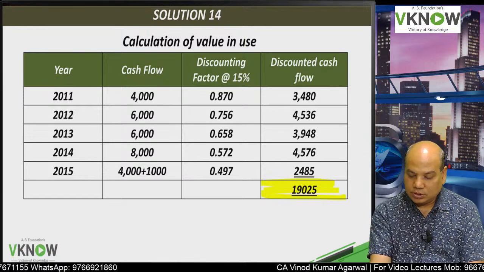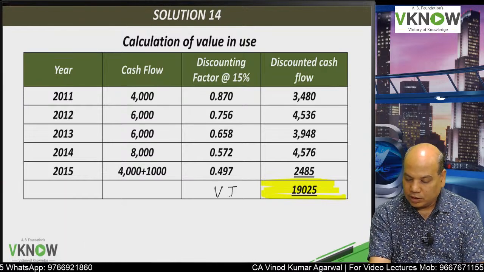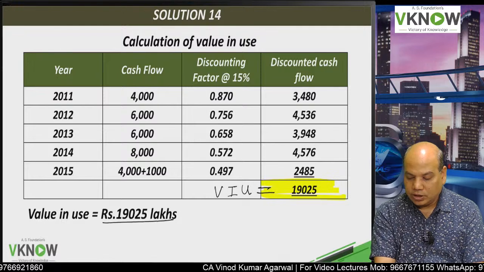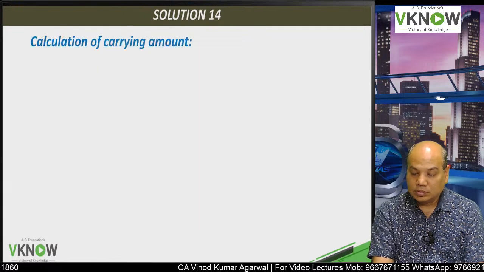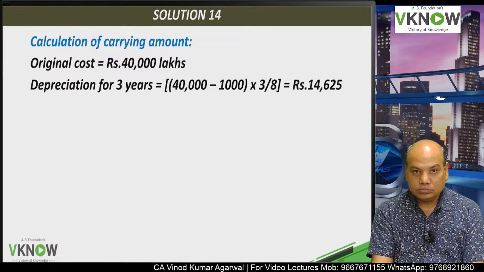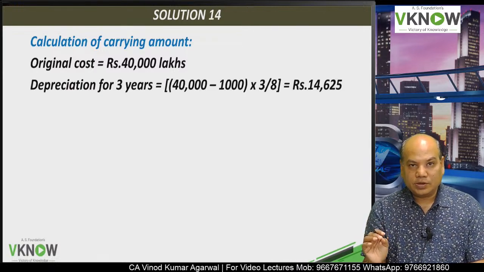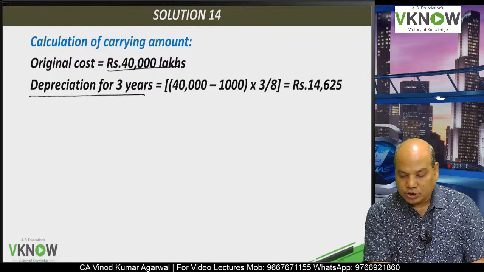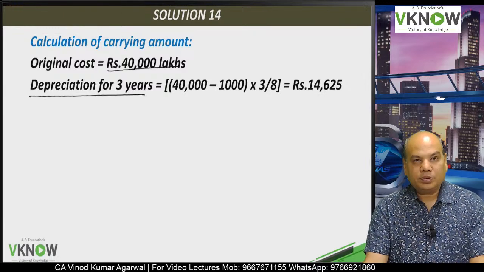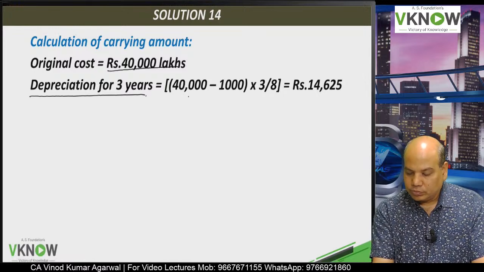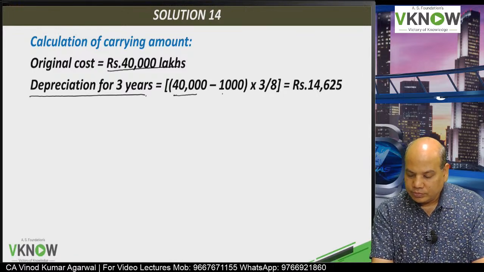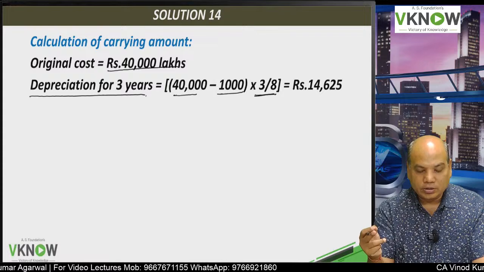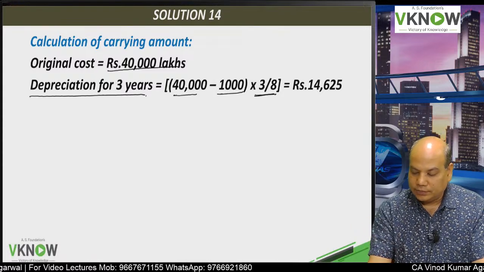Is right. This is called value in use. Value in use 19025. First answer is over. Second, what is carrying amount? So for carrying amount I need to depreciate for 3 years. Original cost was 40,000 lakh. Depreciation for 3 years: cost 40,000 minus residual value 1,000 into 3 years over divide by 8 years useful life.